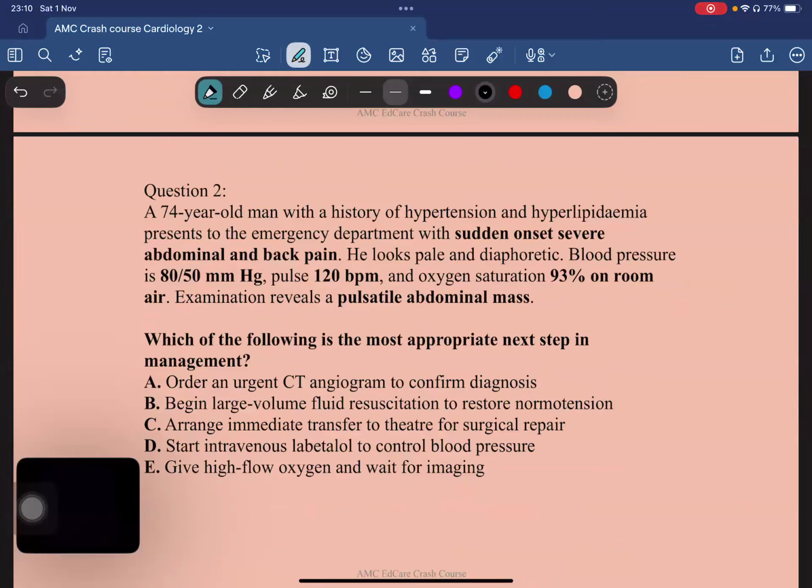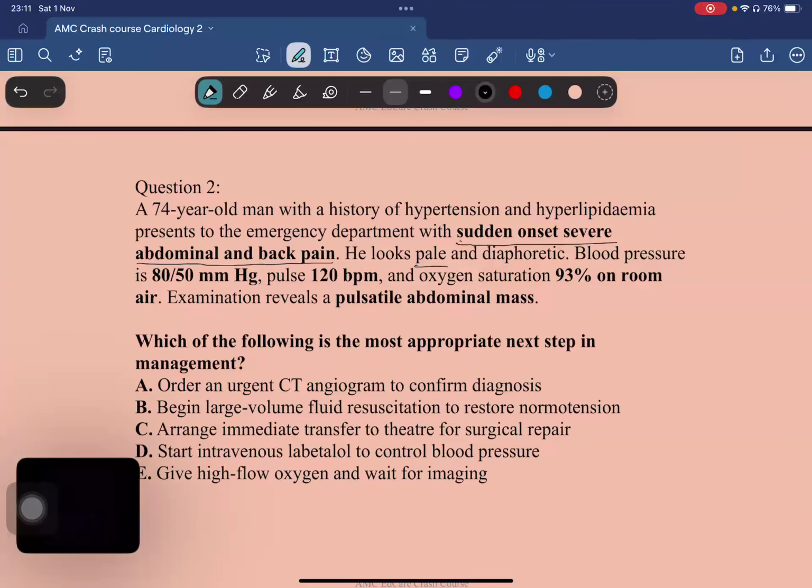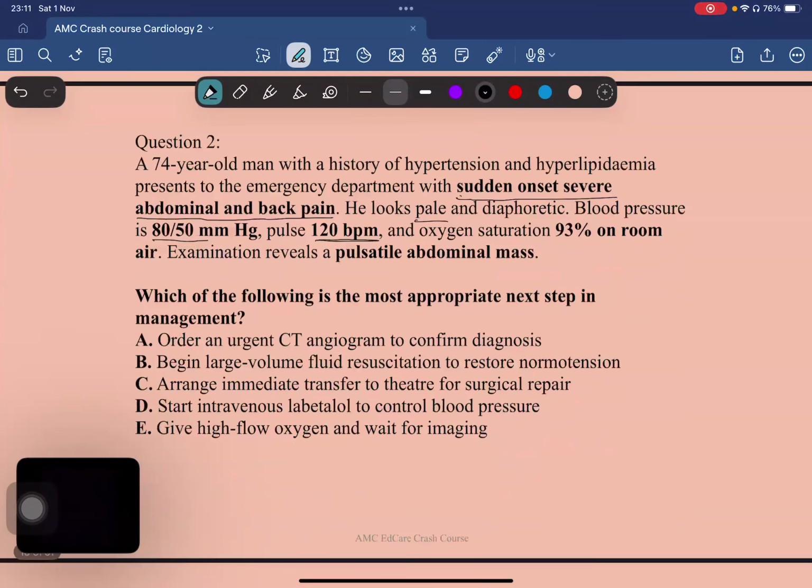Now we go to this question. A 74-year-old man with a history of hypertension and hyperlipidemia presents to the emergency department with a sudden onset, severe abdominal and back pain. He looks pale, diaphoretic, and blood pressure is 80 by 50, which is a low blood pressure, and pulse is 120. And oxygen saturation is 93% on room air. Examination reveals a pulsatile abdominal mass. Which of the following is the most appropriate next step in management?